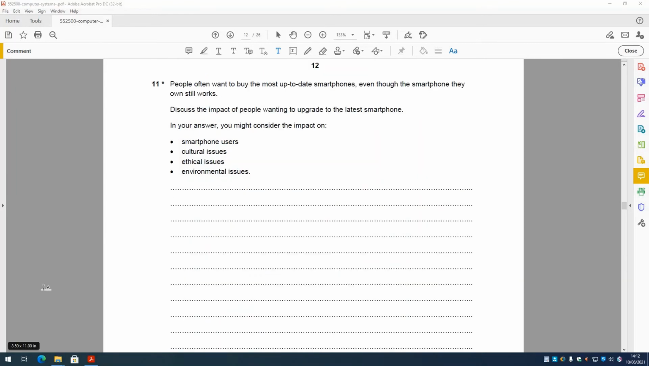Done. Question 11. People often want to buy the most up-to-date smartphone, even though the smartphone they own still works. Discuss the impact of people wanting to upgrade to the latest smartphone. In your answer, you might consider the impact on smartphone users, cultural issues, ethical issues, and environmental issues. So what we need to do is make sure we cover all of these, because in the mark scheme it always says that they've covered a range of issues or a range of topics. So let's start with smartphone users, and one of the things that we could cover is the actual cost, okay, financial. And when we're talking about that, we could say actually people are spending more money, in some cases more than they have.